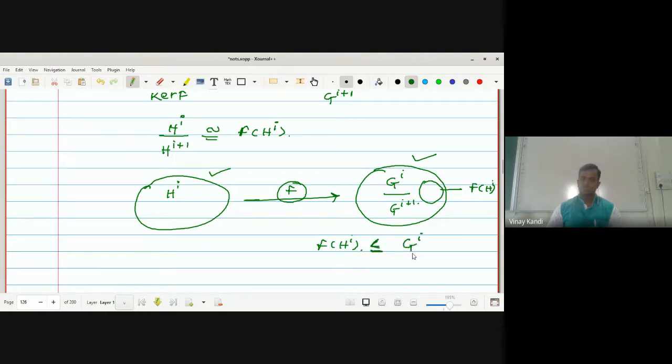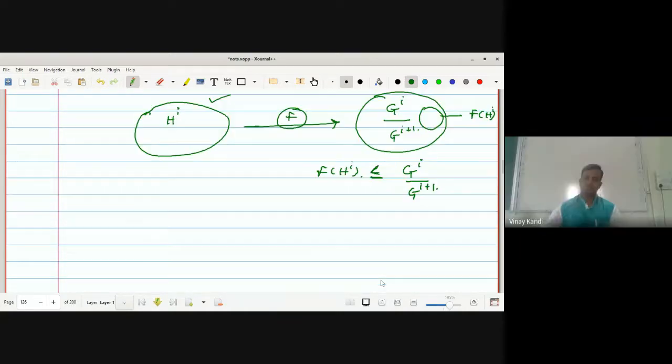G raised to i upon g raised to i plus 1. Is it correct? Yes, sir. Now, this g raised to i upon g raised to i plus 1 is abelian. Why? Because G is a solvable group. That means there exists a solvable series with abelian factors, so G raised to i upon G raised to i plus 1 is abelian. And every subgroup of an abelian group is abelian. So this is a subgroup of an abelian group. Hence, this is again abelian.